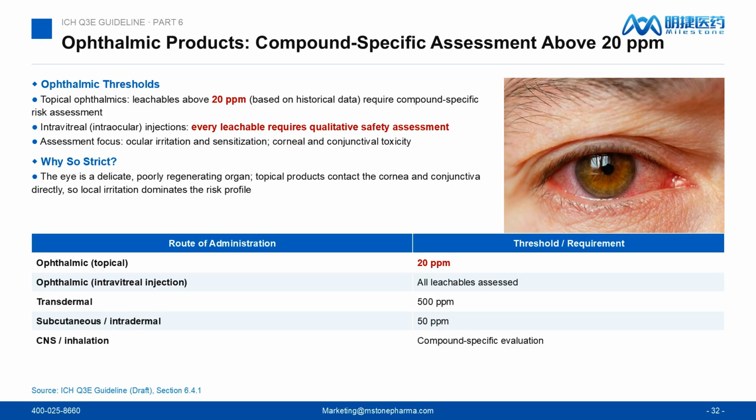The table on the slide previews the full landscape of route-specific thresholds: ophthalmic 20 ppm, transdermal 500, subcutaneous 50, and CNS plus inhalation requiring compound-specific evaluation. Notice the range, from 20 to 500 ppm. One size never fits all in toxicology. The route defines the risk, and the risk defines the number.